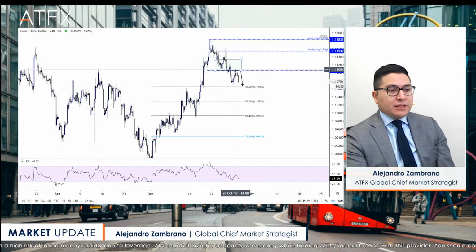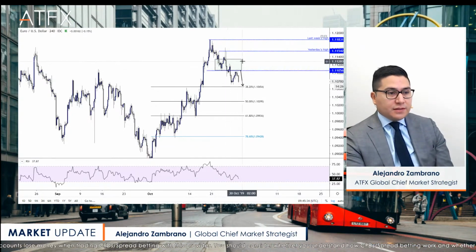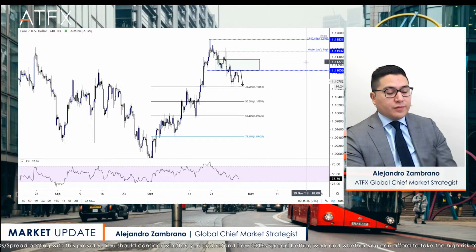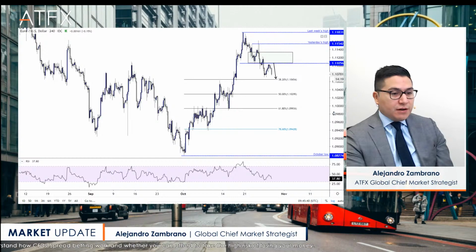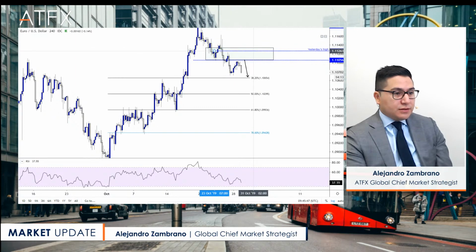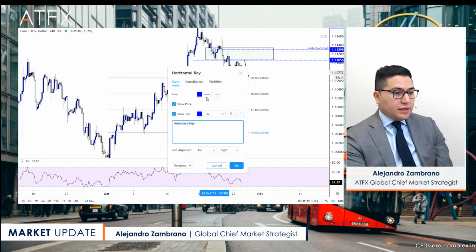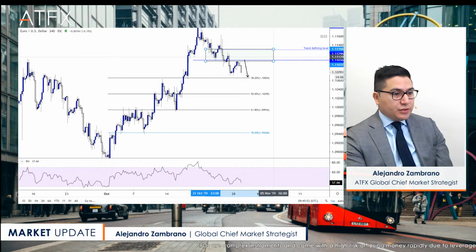Now we missed that little corrective move here, but there's nothing wrong with selling here, as we discussed already when the price traded below here. So the price is moving down a bit, and I think realistically we can probably just lower the trend defining level a tiny bit now to just above this high here.